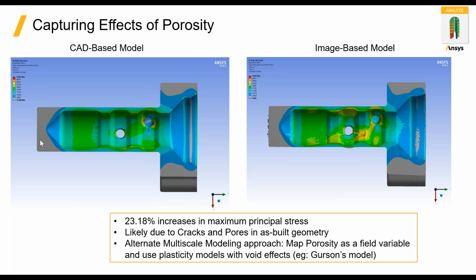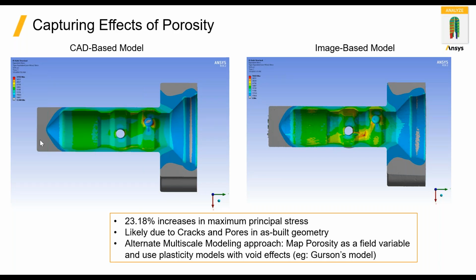And as you can see on the next slide, why is it important to do this? If you look at the CAD-based model on the left and the image-based model on the right, we see that there is a difference between the two results. In the CAD-based model, you see the stress risers above that hole or opening towards the right-hand side, but in the image-based model, the stress riser moves down and starts to impinge on the open hole, more towards the center of the model.